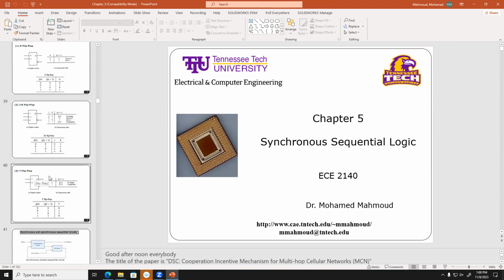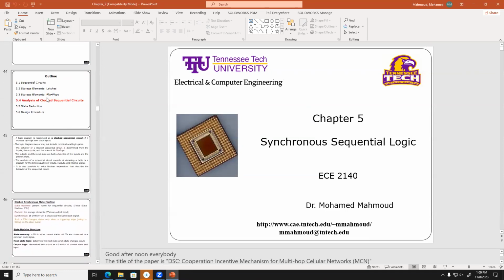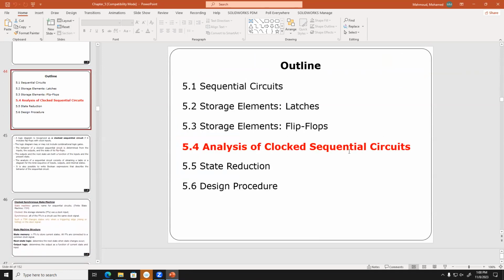So what I did in this chapter so far, I taught flip-flops, okay? And then I told you any sequential circuit must have flip-flops. Is that okay? It may have a combinational circuit or not, but at least it must have flip-flops. You got what I'm saying? To create a sequential circuit.